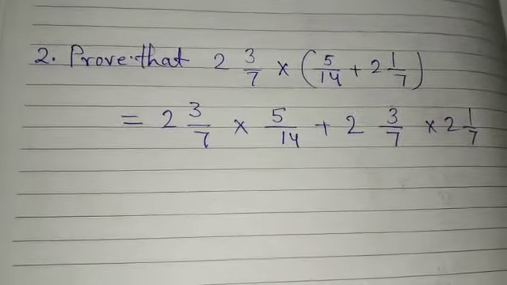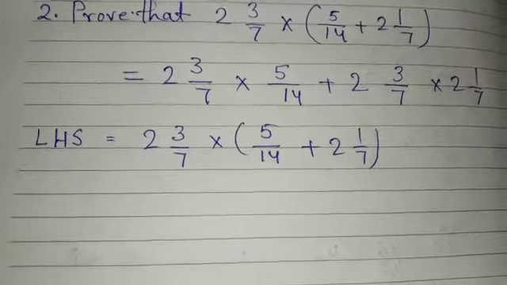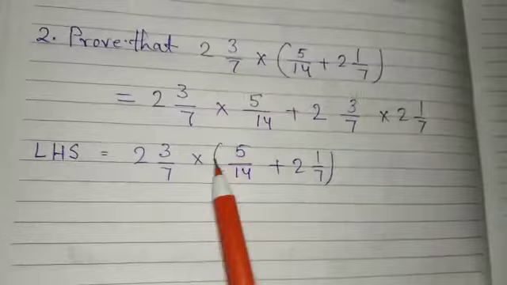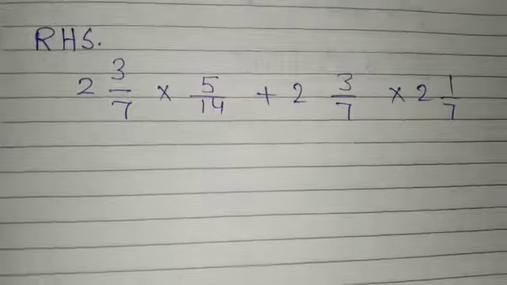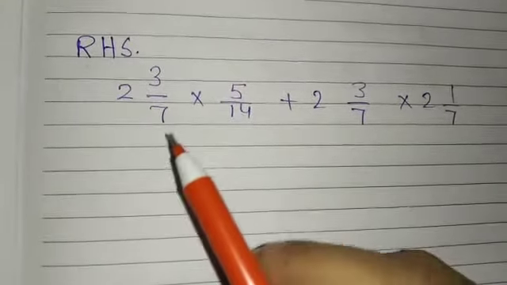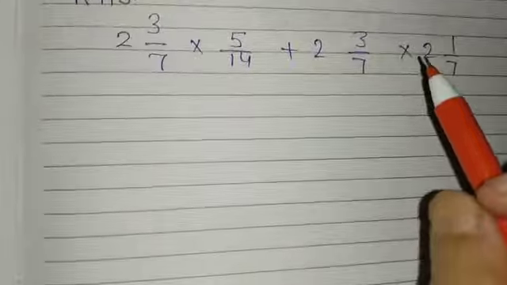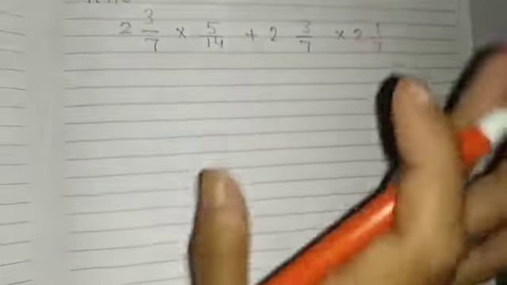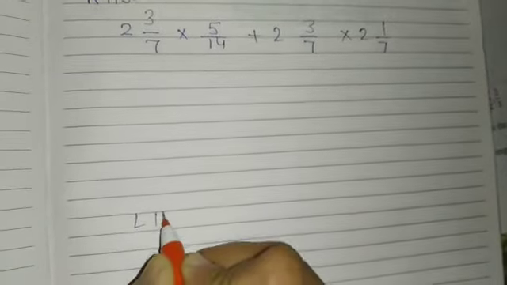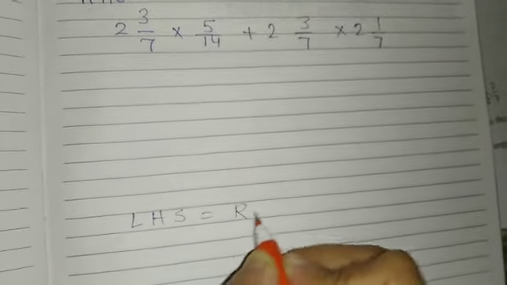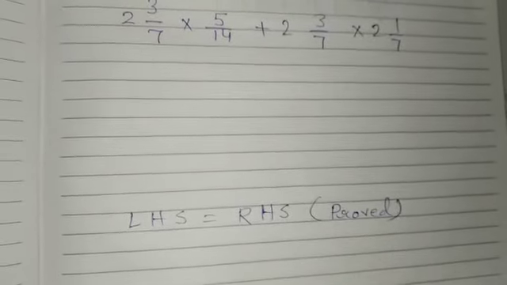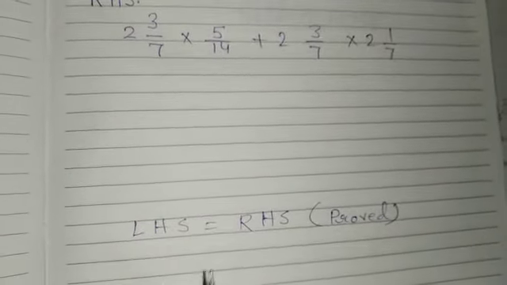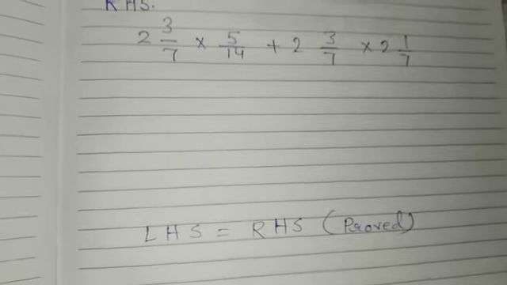So first we will write this, then we will write LHS and we will write only this portion, then we have to solve it. Then we will write the RHS and we will solve it. If the answer of LHS and RHS comes the same, we can write like that. Suppose we have got the same answer. So we will write in this way, LHS equals RHS, proved. If we get the same answer, only then we can write this. So you can try it at home.